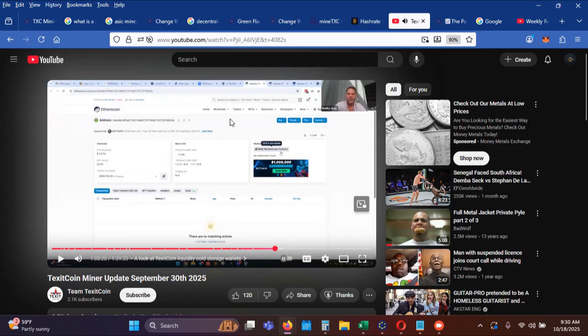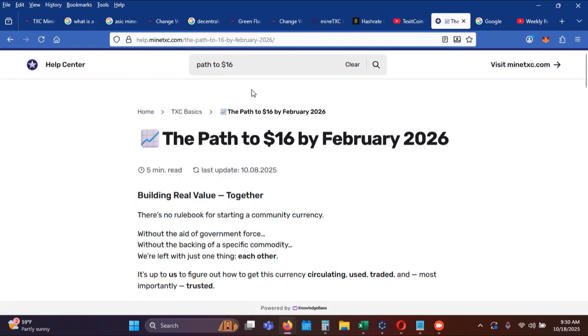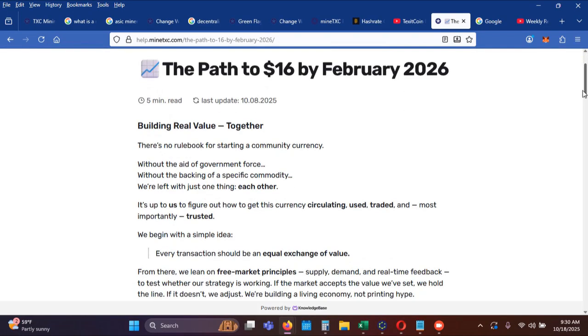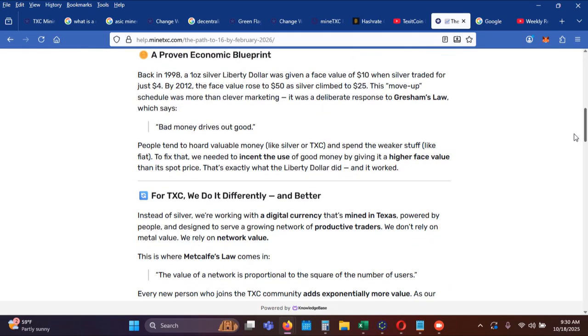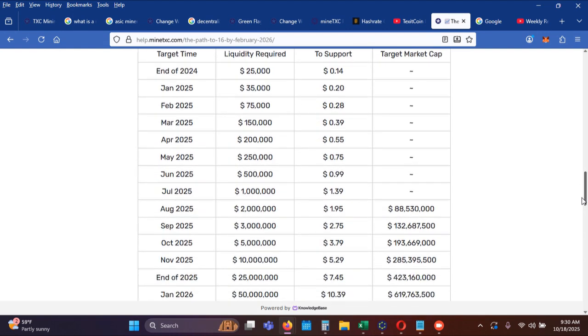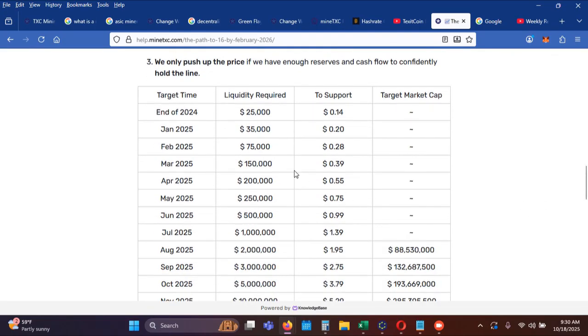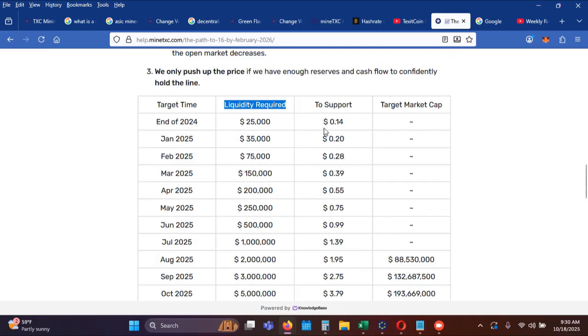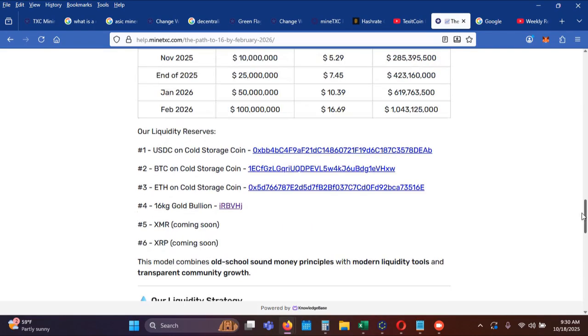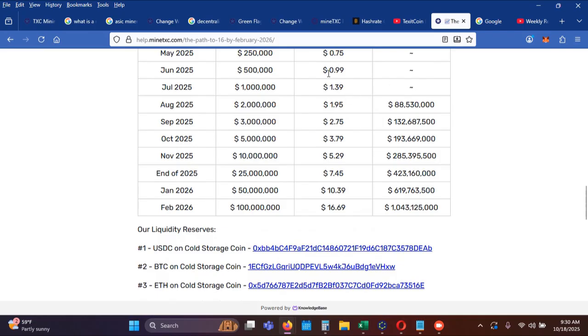All right. So this comment he mentioned here came from this link. He was referring to their path to $16 in February 2026. And he was looking at the existing price and this here says, hey, we need to have this much liquidity in support of this type of price. Okay. And that video was recorded at the end of September at the time.